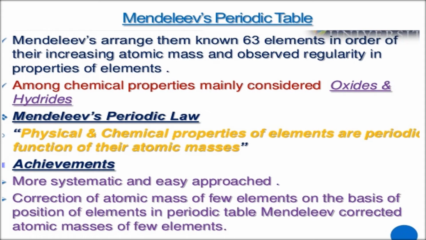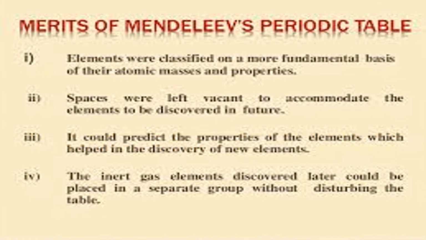Some merits or achievements of this periodic table: it was more systematic and easy to approach, and it corrected the atomic masses of a few elements on the basis of the position of the elements in the periodic table. Mendeleev corrected atomic masses of a few elements. Let's look into more merits of Mendeleev's periodic table.